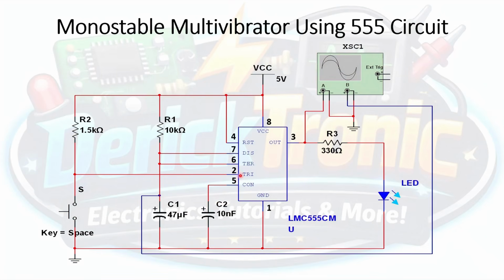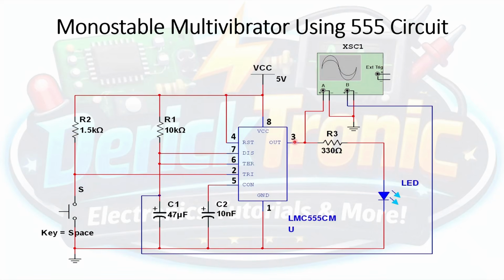Now, on pin 5, we have a capacitor connected to ground. C2 is a 10 nanofarad capacitor with the negative terminal connected to ground. In the previous video, we left pin 5 unconnected. Why is that so? The function of this second capacitor, the 10 nanofarad capacitor you see here, is to filter any noise coming from a triggering mechanism.